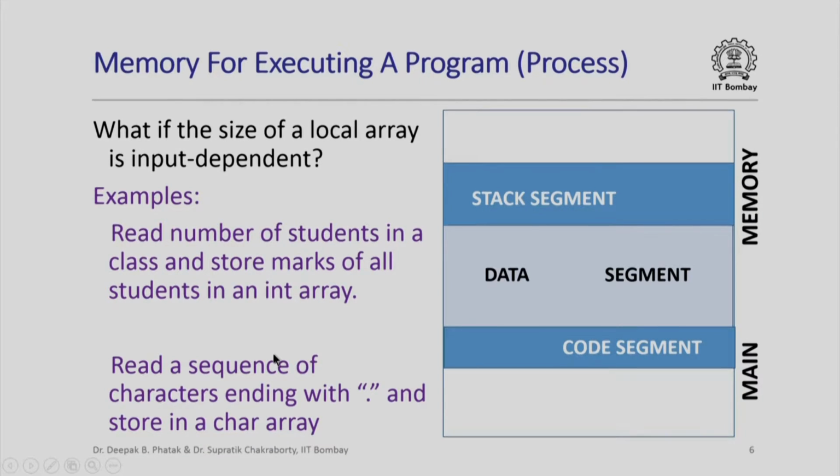Here is another example. I might want to read a sequence of characters ending with a dot and store it in a character array. Since I do not know a priori how many characters I am going to read before reading the dot, I cannot determine, when I am writing the program, the right size for this character array. So once again, we might end up reserving space for an array of sufficiently large size such that all the character sequences that we might read can be accommodated. But once again, this is wasteful of memory.